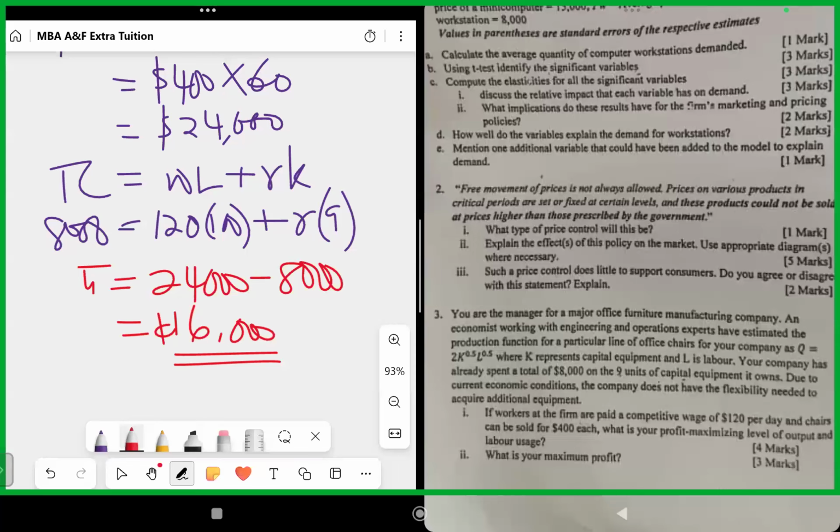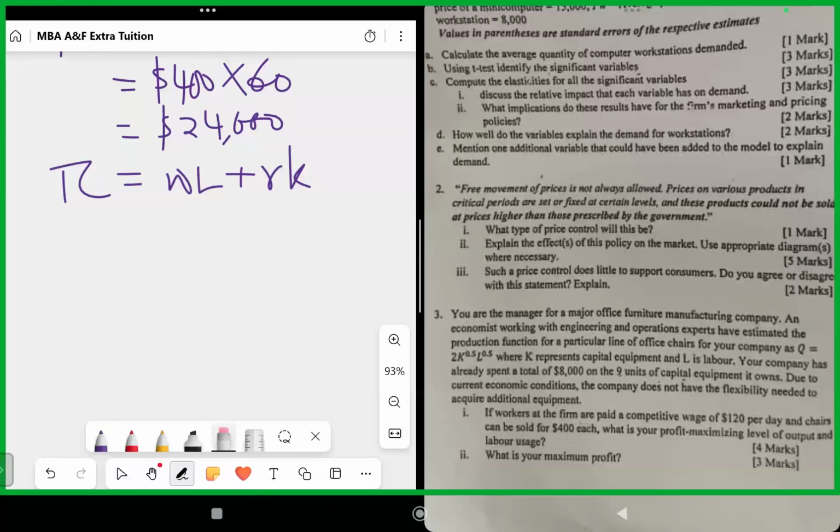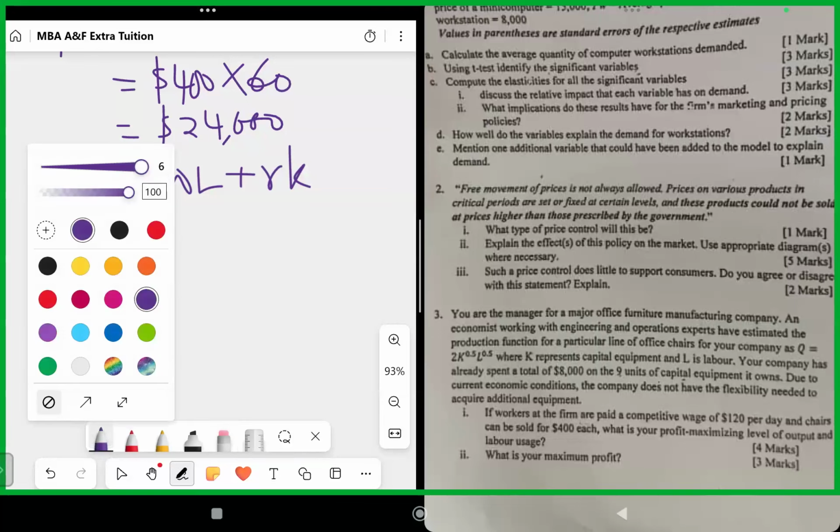But then, that is the final answer for part II, just 3 marks. We saw the revenue, and the company has already spent a total of 8,000. That's the total cost on the 9 units of capital equipment it owns due to economic conditions. Okay, let me make it this way. Sorry, this is not the right approach. Let me make it this way. Now, we are solving for the total cost.